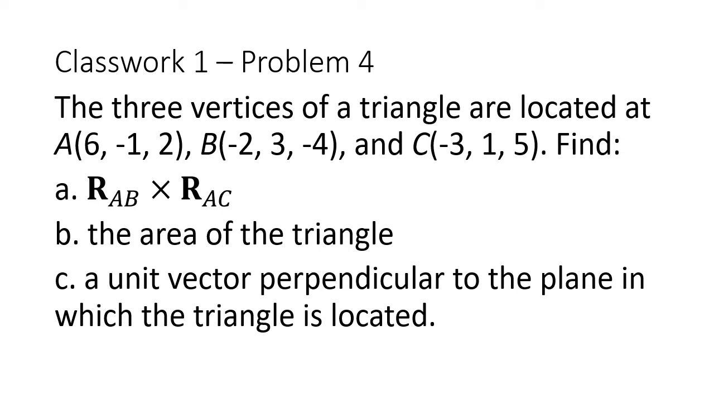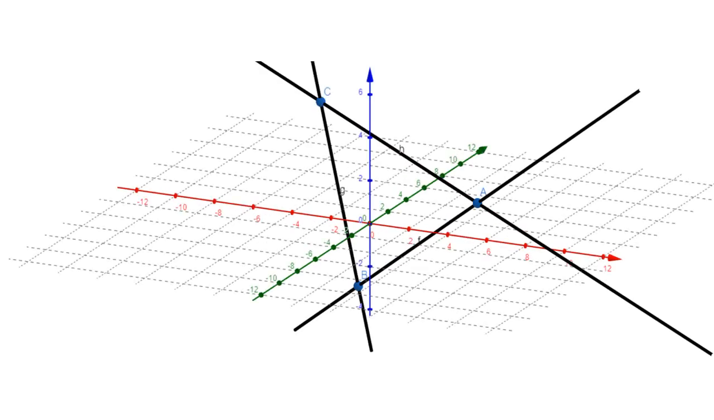Letter B, the area of the triangle. Letter C, a unit vector perpendicular to the plane in which the triangle is located. Okay. Solution for letter A. So, ito yung triangle na na-form dun sa with the points A, B, and C.